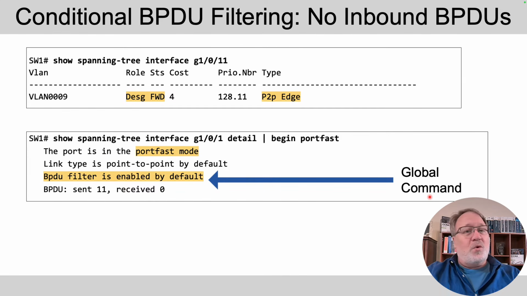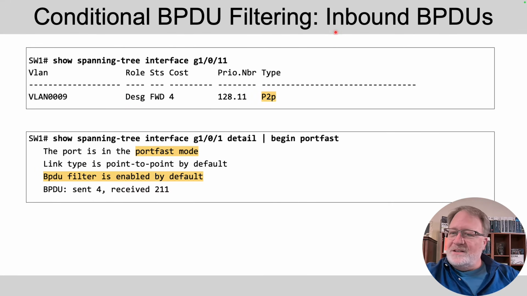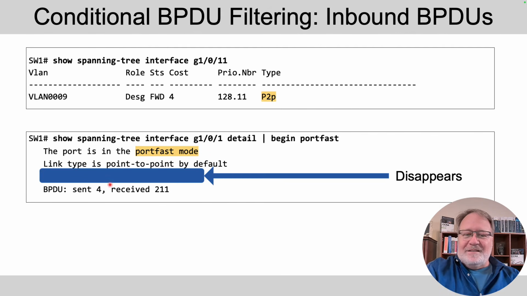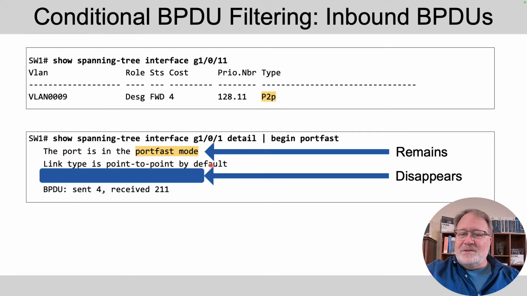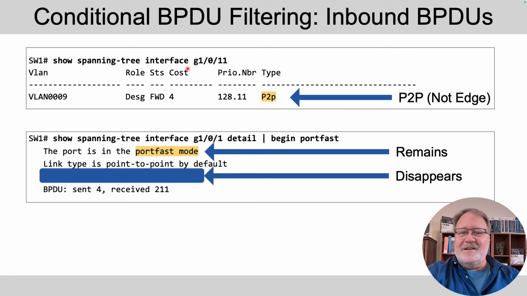But of course, we're there to protect against that day when a switch gets connected and BPDUs are sent in to this switch and it's going to react, right? So what do these commands look like when that happens? So if it's receiving inbound BPDUs unexpectedly, here's what changes. Down here, that line that mentions BPDU filter disappears from the output. So if you didn't know it was supposed to be there, you wouldn't realize it. It's just gone. That line up here about port-fast mode stays there and is unchanged. And then finally up here in the command without the detail keyword, it still says PTP, but it doesn't have that keyword edge.